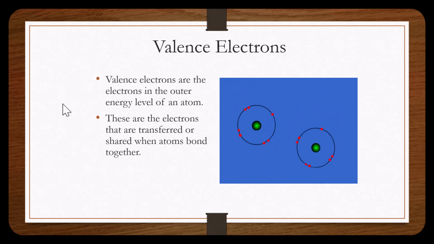Valence electrons are the electrons in the outer energy level of an atom. These are the electrons that transfer or share when an atom is bonded together.